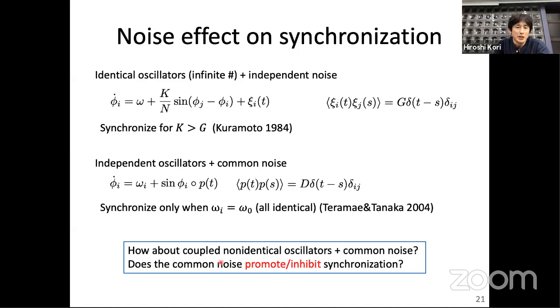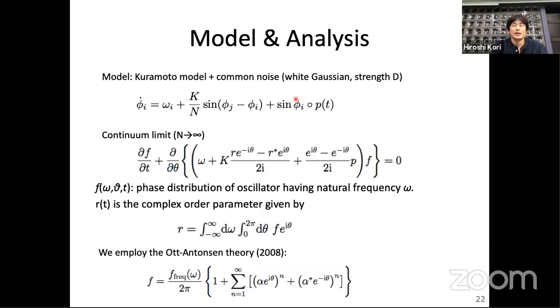Okay, so how about coupled non-identical oscillators plus common noise? Does the common noise promote or inhibit synchronization? This is the question which we had. And this is the model which we considered: the Kuramoto model plus common noise. Suppose that we have the Kuramoto model here. Sorry, again, the sigma is missing here. Plus multiplicative noise, so the white Gaussian noise times the phase response curve here.